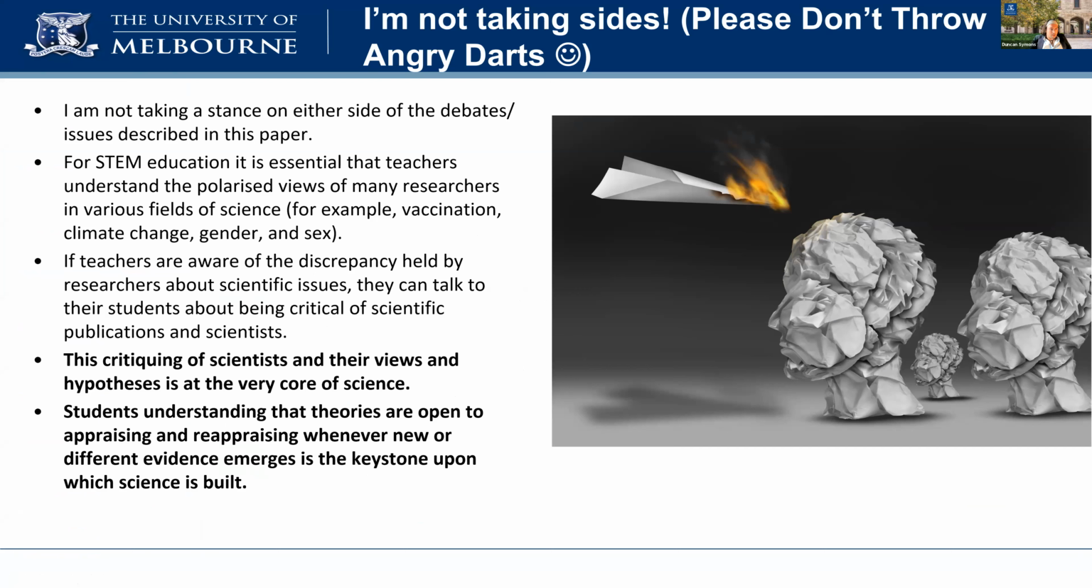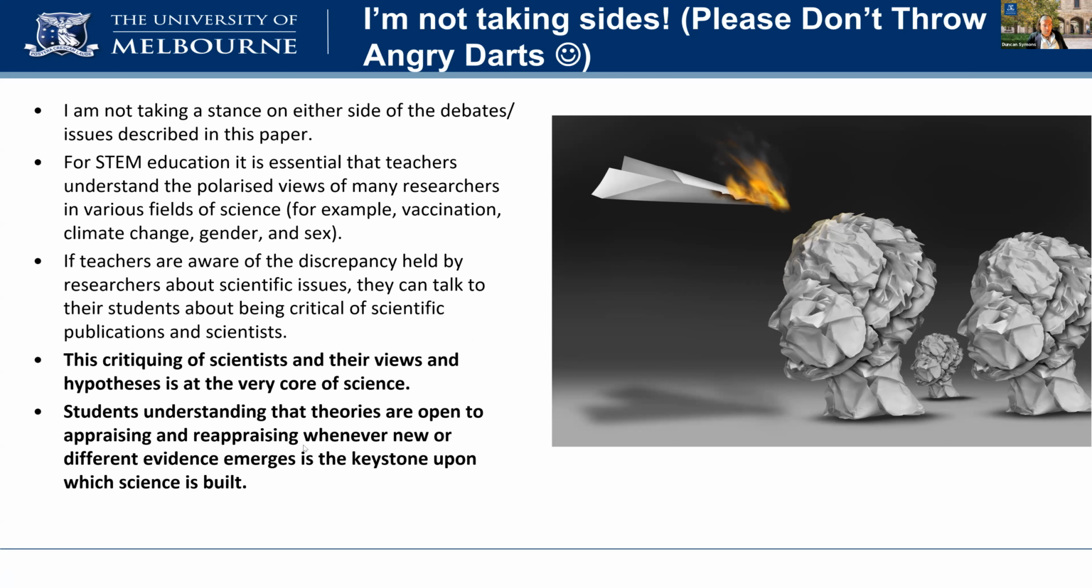For STEM education, it's essential that teachers understand the polarized views of many researchers. It's really difficult for teachers, but to see that many pedagogical issues, many of the scientific issues are actually hotly debated and they're not agreed upon. And so often they can hear the opinion or the theory of one researcher and take that on board without truly looking at the spectrum of what's out there.